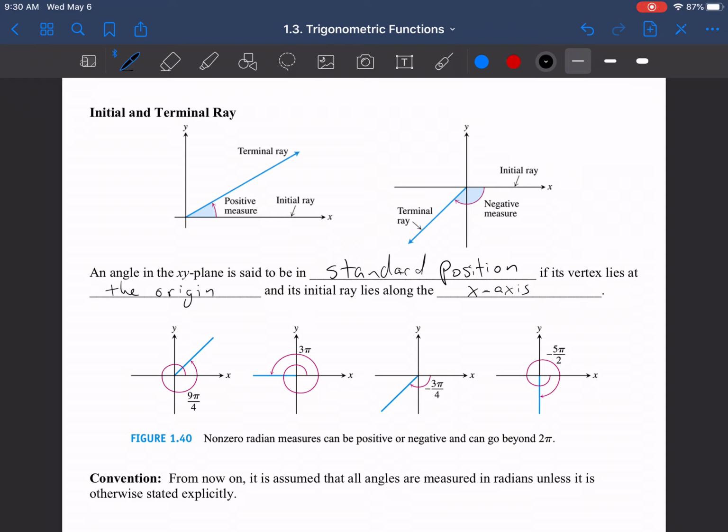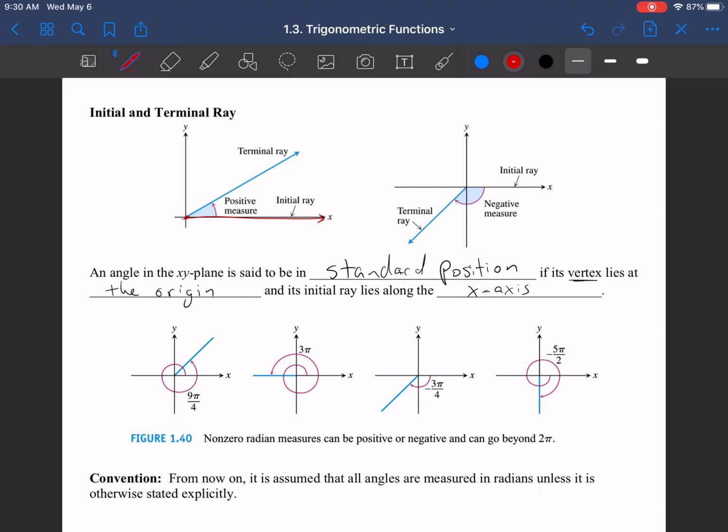So the vertex is simply the base of the arrow. See how it's an arrow? It's got an arrowhead at this end, and then the vertex is simply the base, the other part, and we put it right there at the origin. Now that's for the terminal ray because you can see it a little better, but for the initial ray, this would be the initial ray right here.